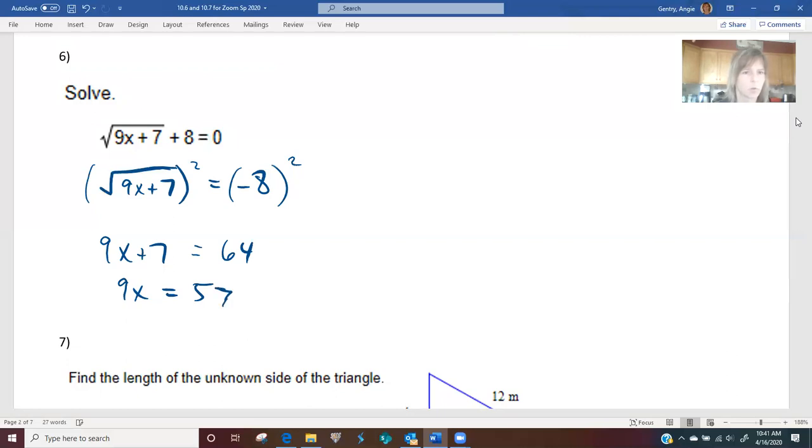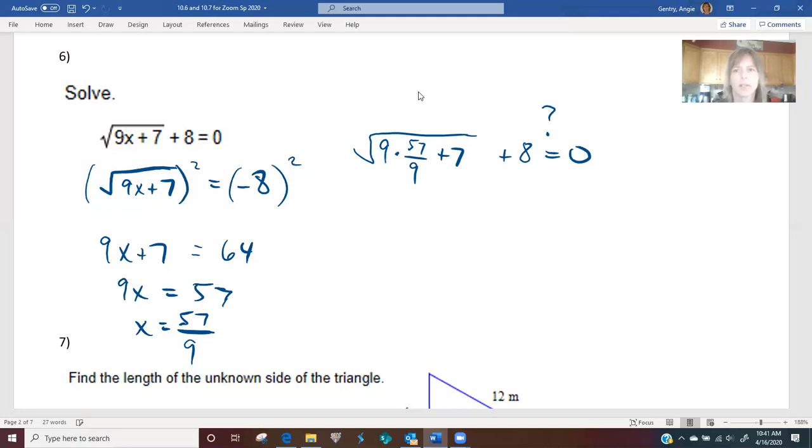7. And then you have x is 57/9. And it's not a problem that this is a fraction. The problem is that if you plug it in, and don't let the fraction part scare you, that's not an issue. The 9 times 57/9, you see, plus 7, this is original radical, and then you have a plus 8, and you're asking, is this true? Always plug it in the original.